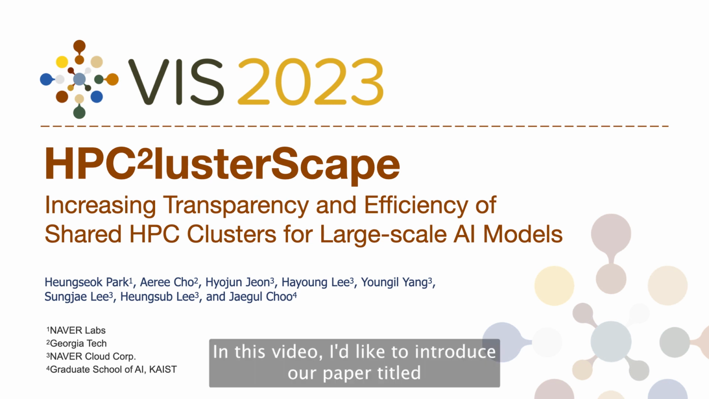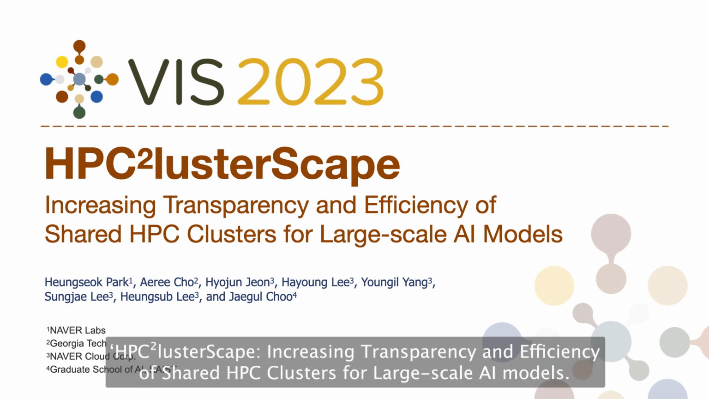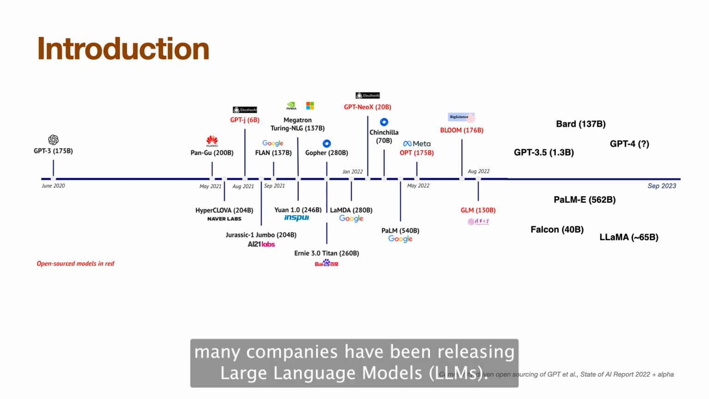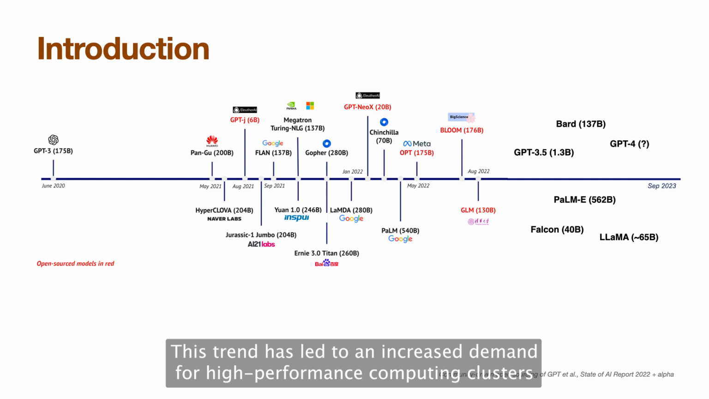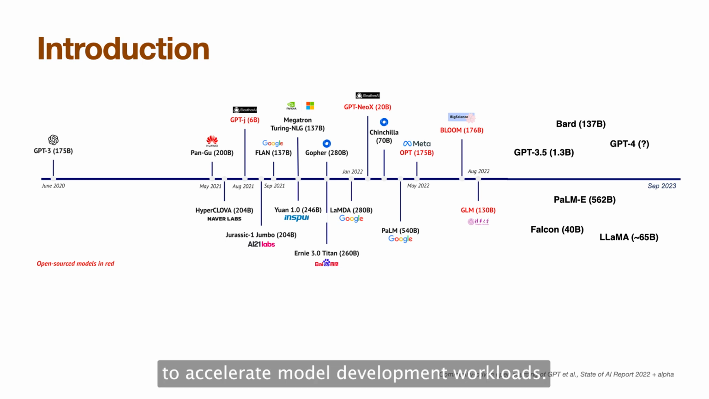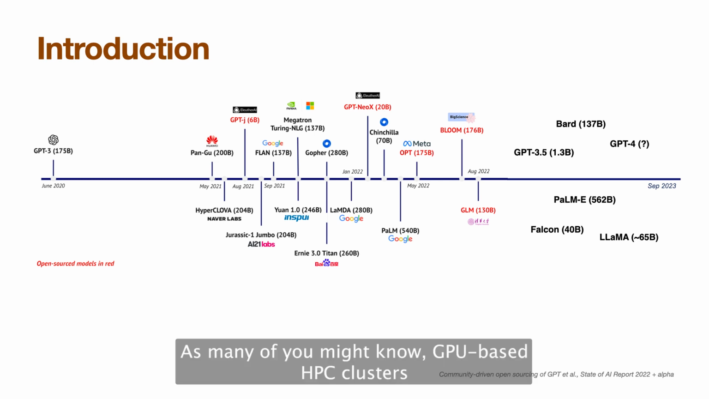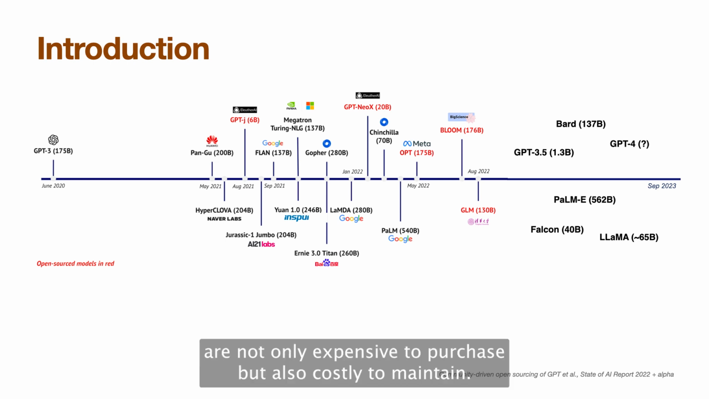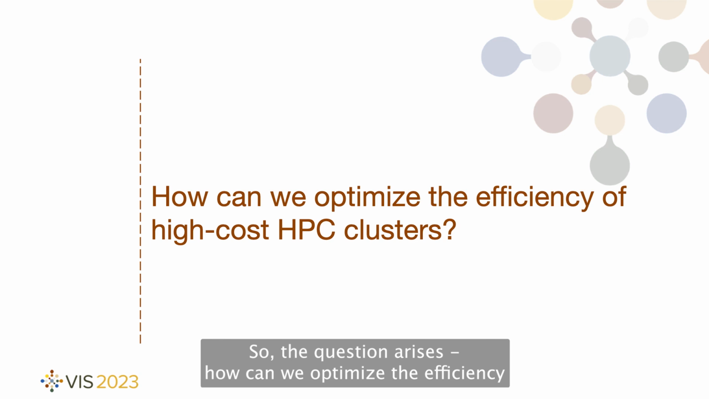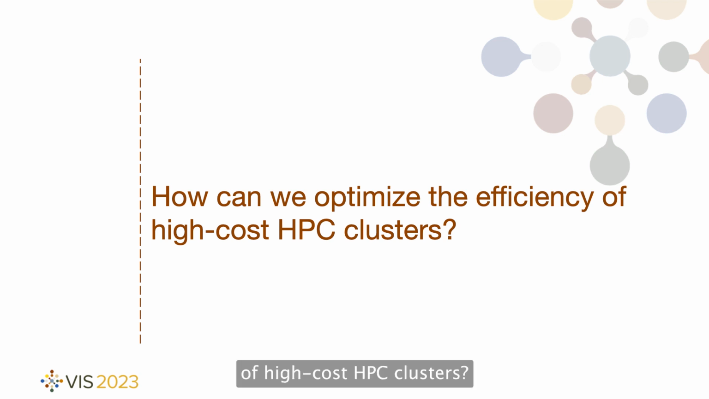Hello everyone, in this video, I'd like to introduce our paper titled HPCClusterScape, Increasing Transparency and Efficiency of Shared HPC Clusters for Large-Scale AI Models. After the launch of GPT-3, many companies have been releasing large language models. This trend has led to an increased demand for high-performance computing clusters to accelerate model development workloads. As many of you might know, GPU-based HPC clusters are not only expensive to purchase but also costly to maintain. So the question arises, how can you optimize the efficiency of high-cost HPC clusters?